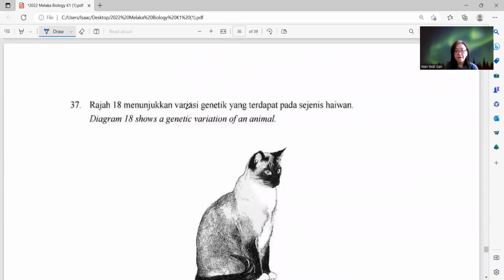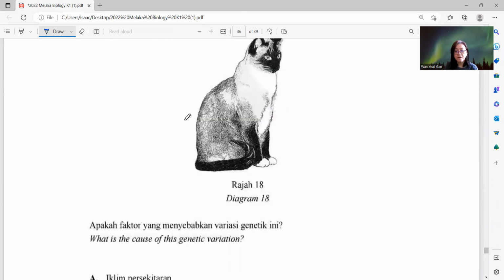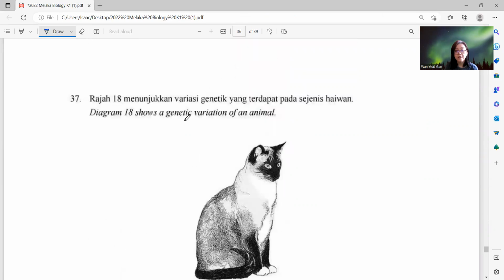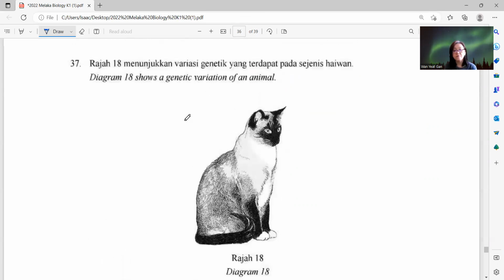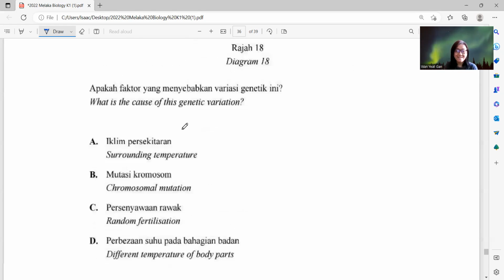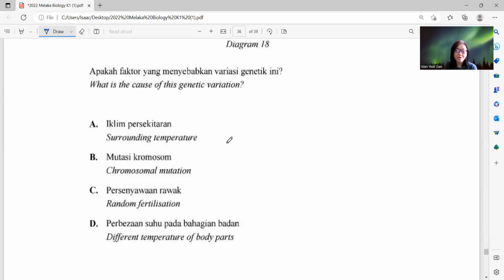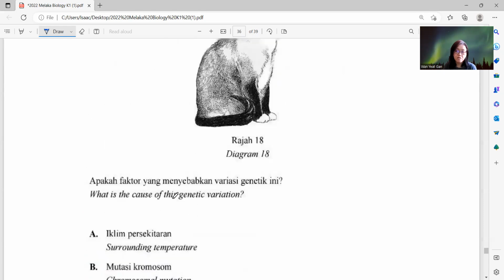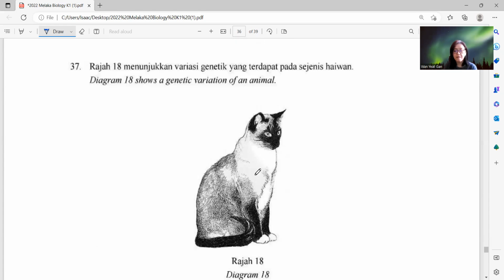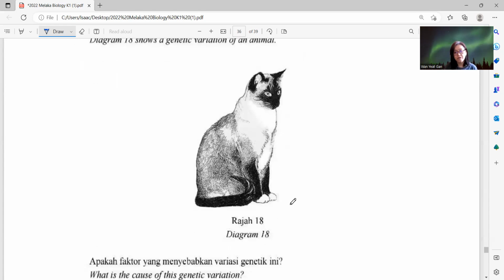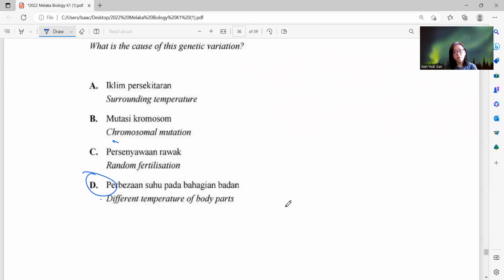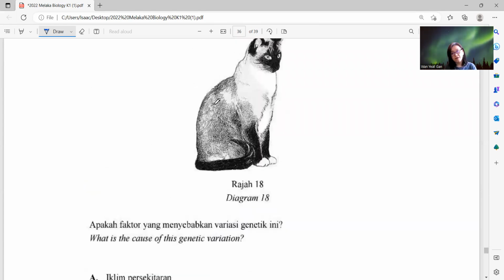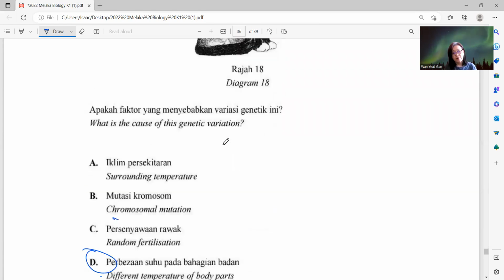37. Diagram shows a genetic variation of an animal. What is the cause of this genetic variation? Okay, so here, one of the cause is the different temperature of body parts, yeah, can actually cause the color of the fur to become different. This is not caused by chromosomal mutation. This is not caused by surrounding temperature. Then the temperature change and change color. No, it is the different temperature of the body parts, right? That causes the change in the color of the cat.